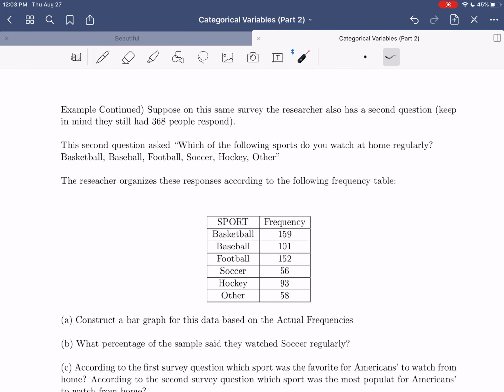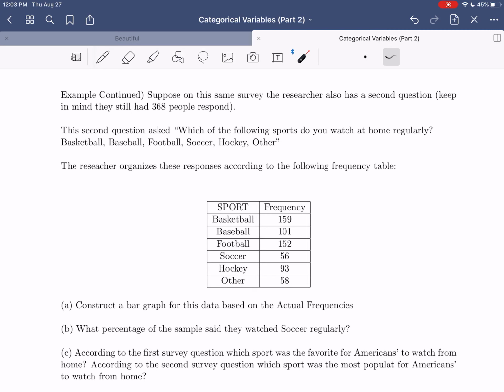So we're going to continue our example, and we're going to suppose that on this same survey that we were just analyzing, the researcher also asks a second question. Now keep in mind, we're still assuming they sent it to those 500 people and 368 responded. The second question, phrased a little bit differently, says, which of the following sports do you watch at home regularly? Basketball, baseball, football, soccer, hockey, other.